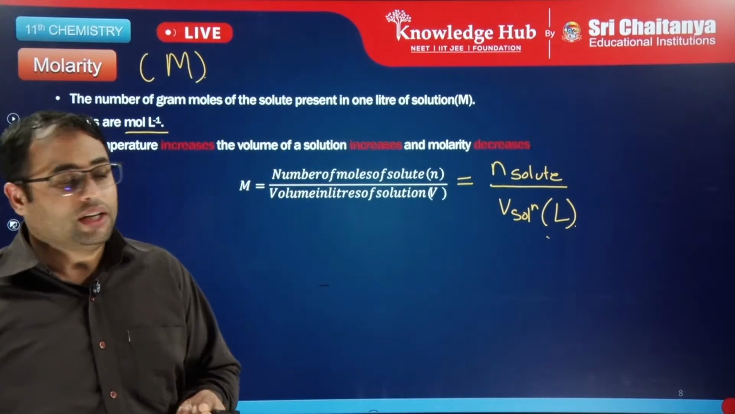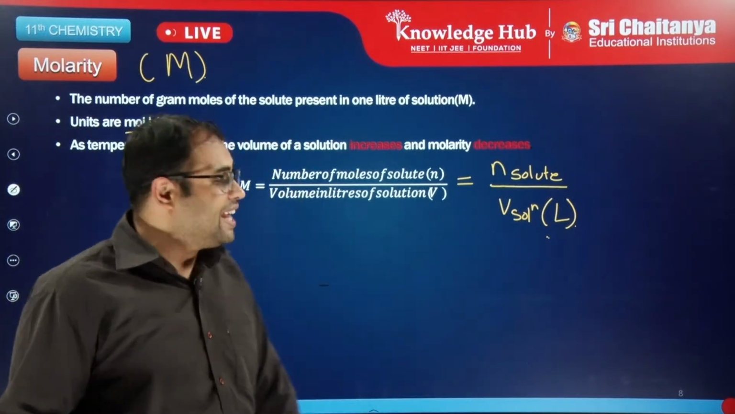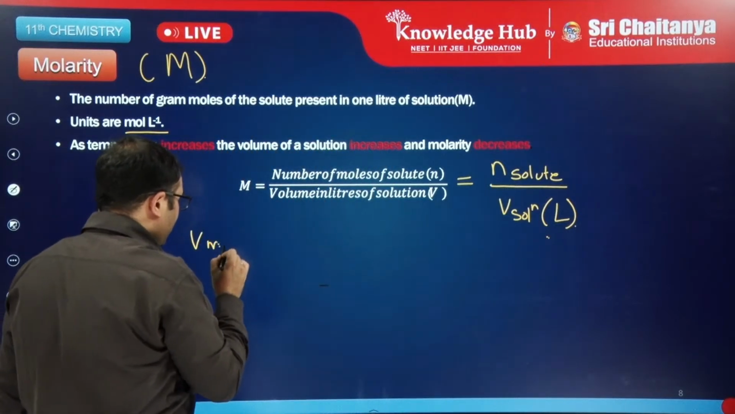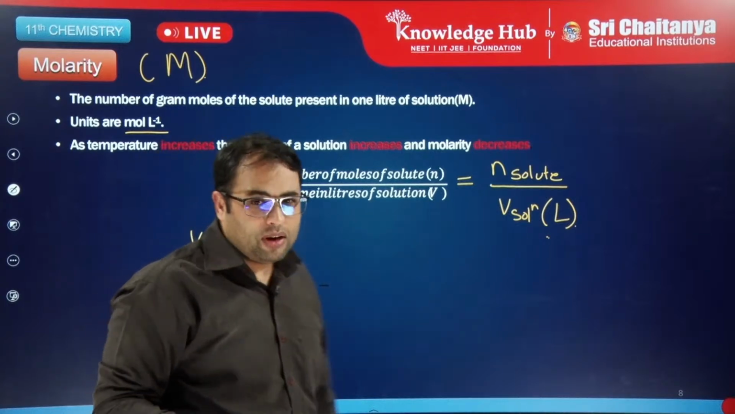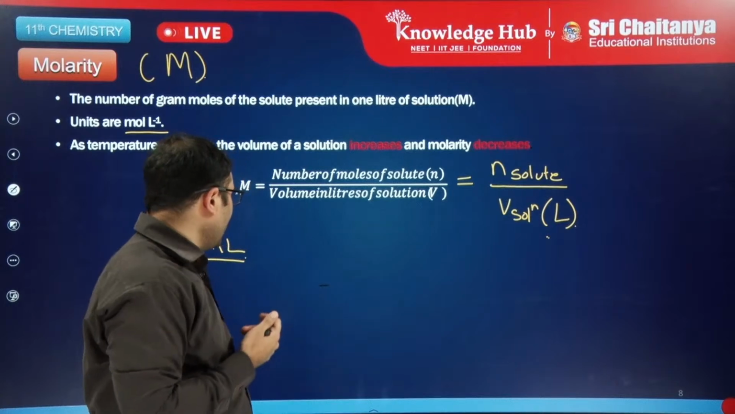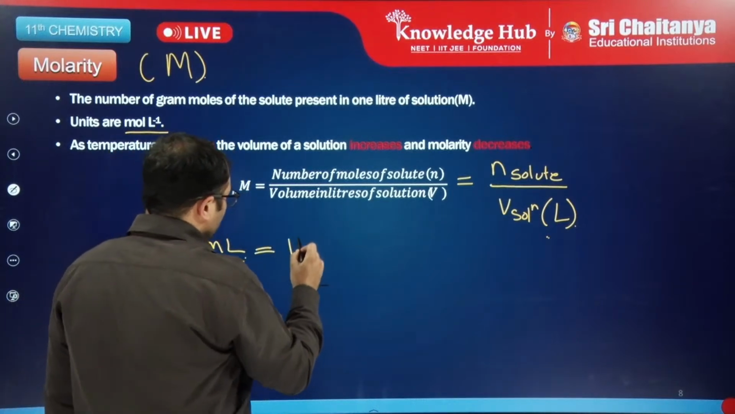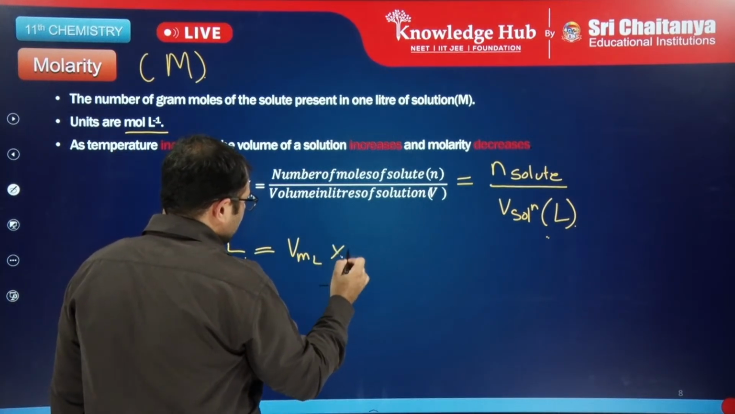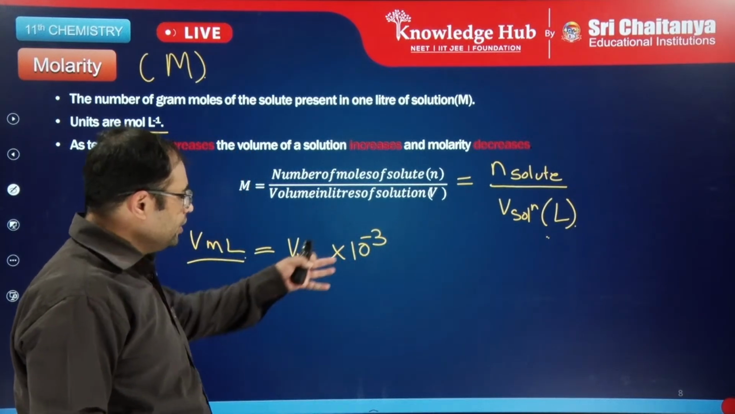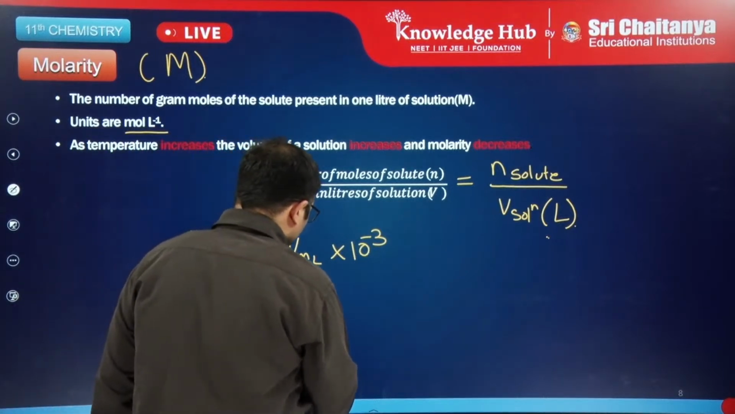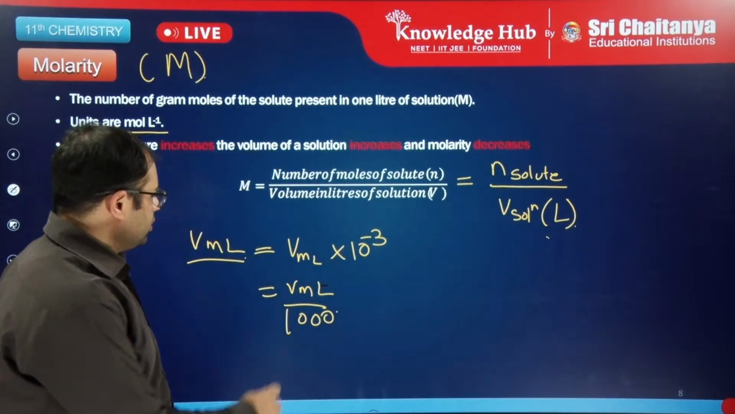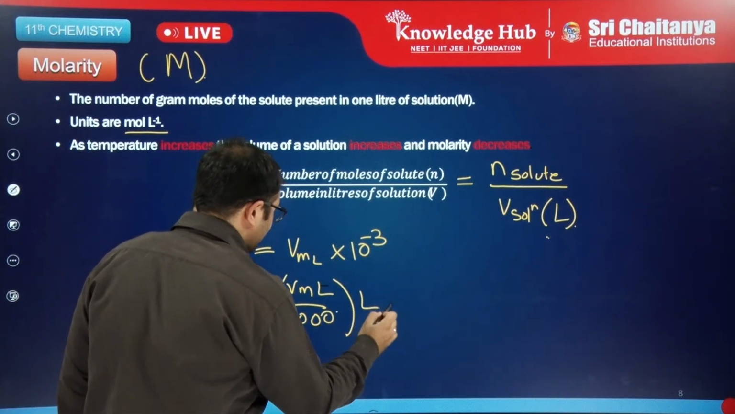That is called molarity. Now suppose this volume was in ml. Suppose you had V ml. So how will you convert this V ml into liters? If you have ml, you have to convert it into liters. How will you do that? V ml multiplied by 10 raised to power minus 3. You will divide it, so it will be V ml divided by 1000. This will be your answer in liters.